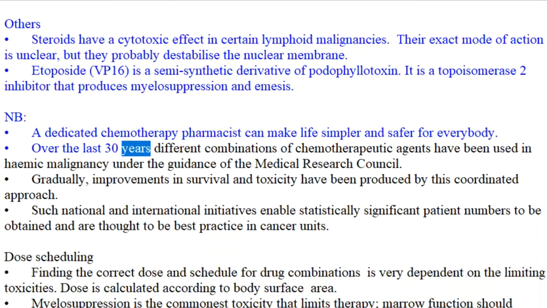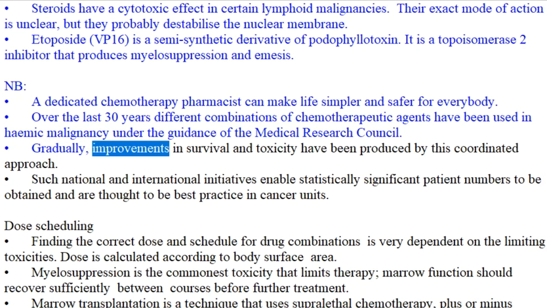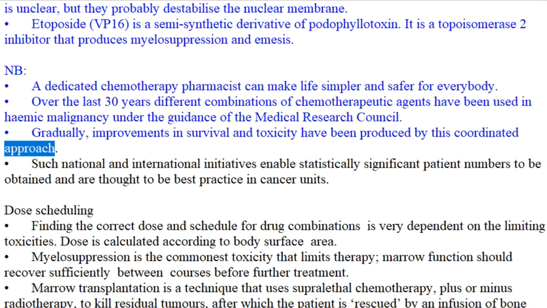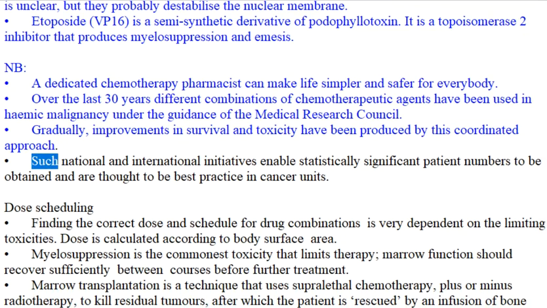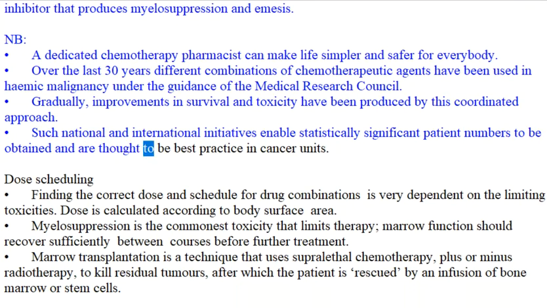Over the last 30 years, different combinations of chemotherapeutic agents have been used in hemic malignancy under the guidance of the Medical Research Council. Gradually, improvements in survival and toxicity have been produced by this coordinated approach. Such national and international initiatives enable statistically significant patient numbers to be obtained and are thought to be best practice in cancer units.